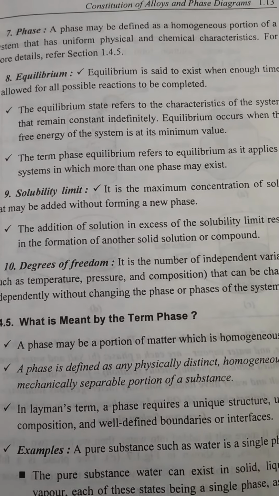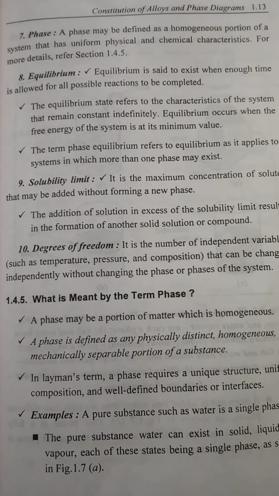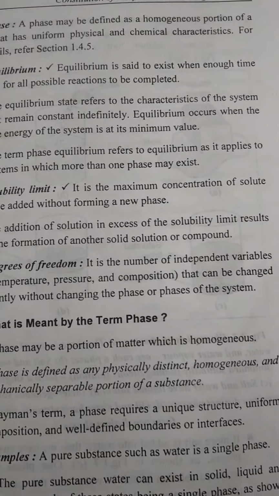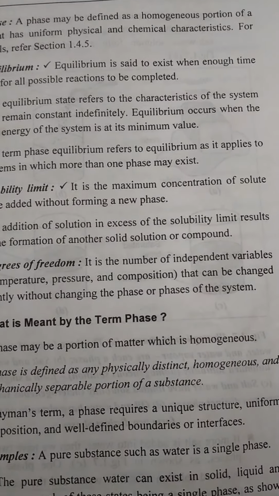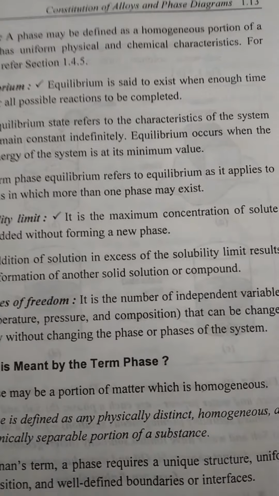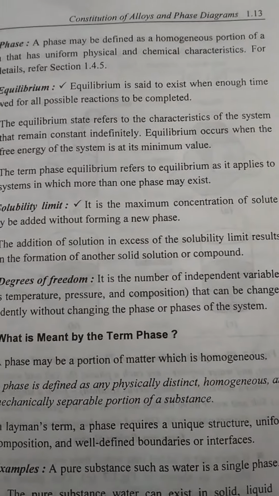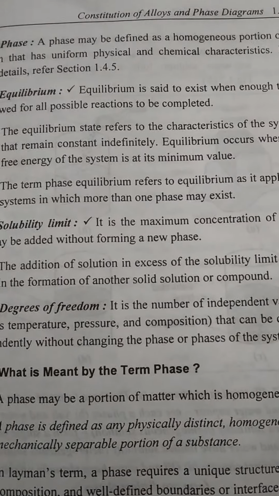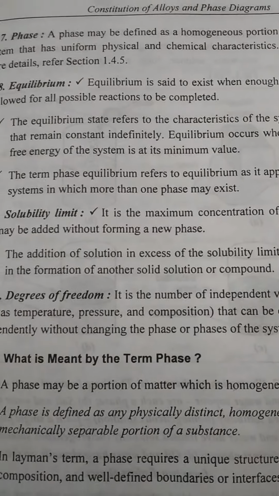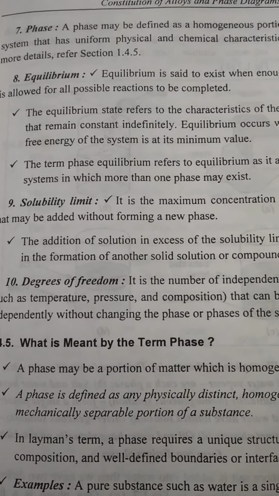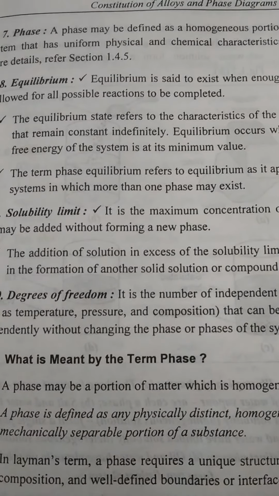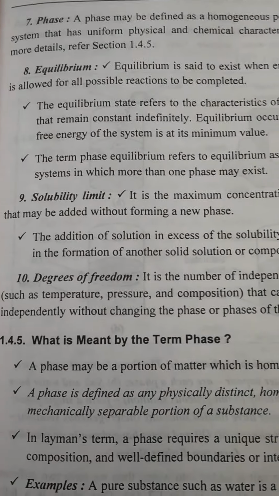Solubility limit. It is the maximum concentration of solute that may be added without forming a new phase. See, for example, if I take a glass of water and add some amount of salt, it gets mixed up well. If I keep adding more and more, at a particular point the salt and water reach a limit. If I add more salt, what will happen? It will not get dissolved. So the limit up to which the salt gets mixed is called the solubility limit.